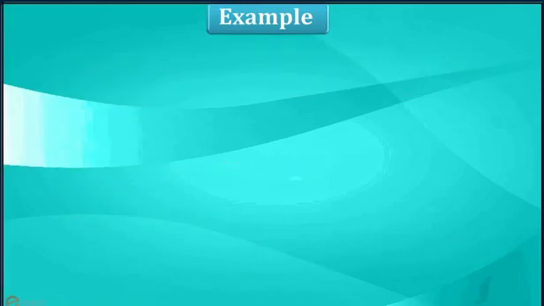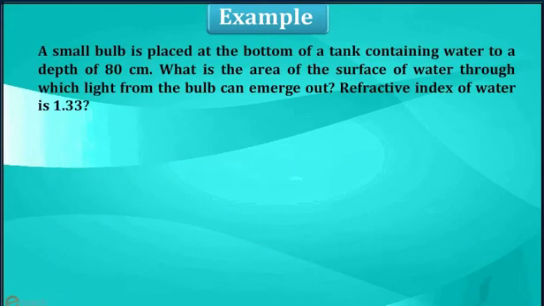Let us have another example. A small bulb is placed at the bottom of a tank containing water to a depth of 80 centimeters. What is the area of the surface of water through which light from the bulb can emerge out? Given refractive index of water is 1.33. Let us have the solution.